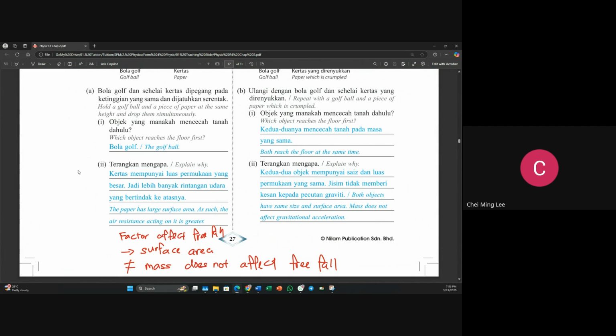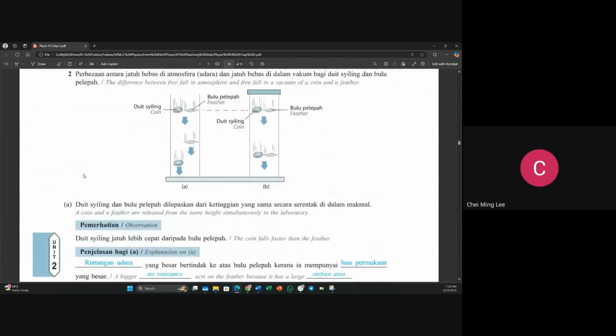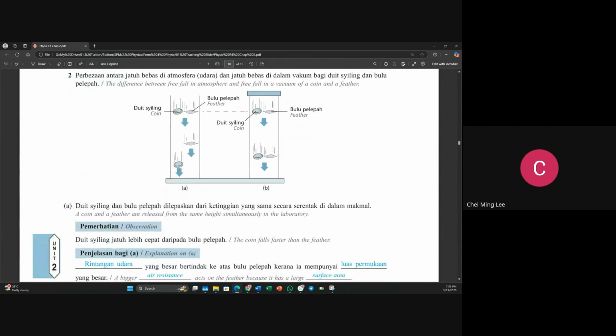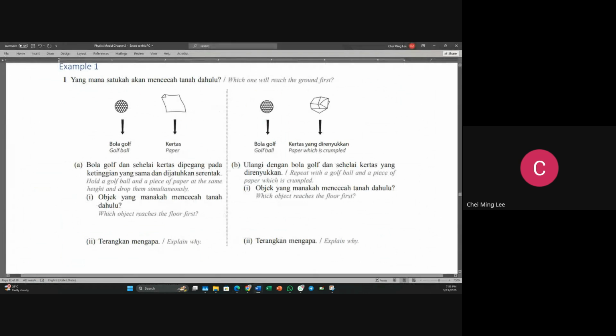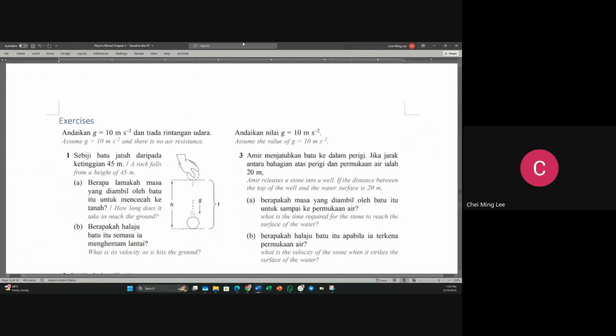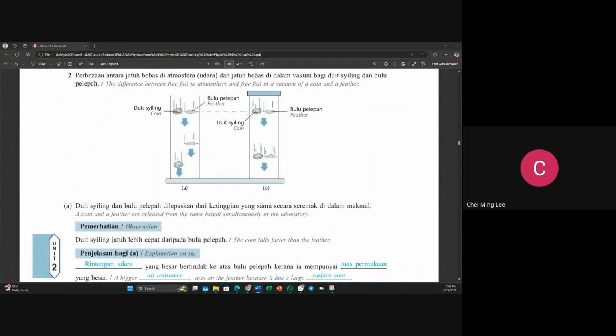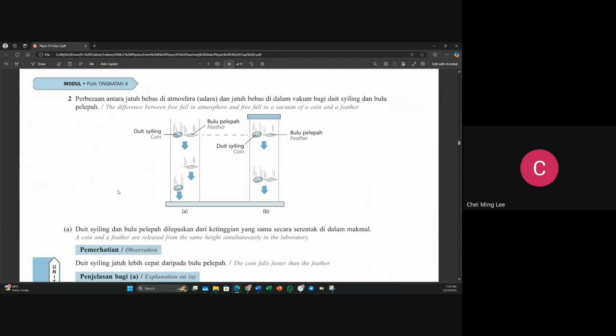Done. Okay, so let's continue. Now the difference between free fall in atmosphere and free fall in vacuum of a coin and a feather.